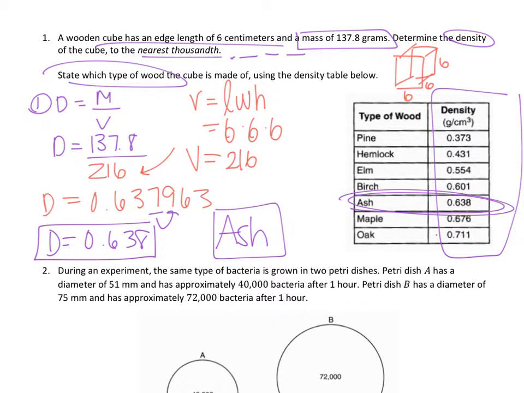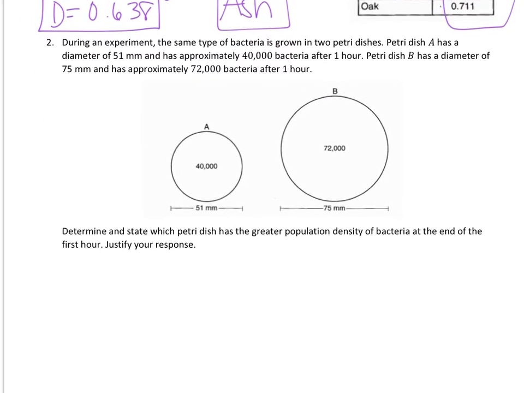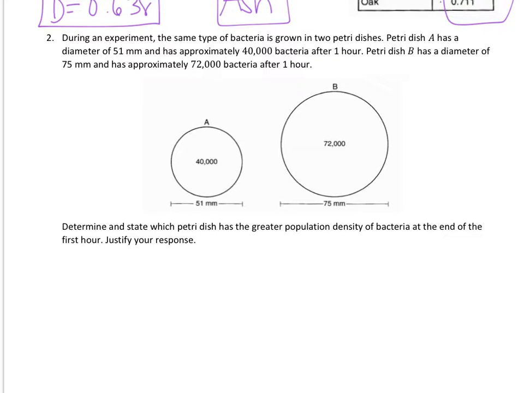Okay, so we're moving on to question 2. Again, all of these questions have come from a Common Core exam once before, so it is fair game for them to ask something similar or related to all of these types of questions in the future. It says, during an experiment, the same type of bacteria is grown in 2 petri dishes. Petri dish A has a diameter of 51 millimeters and approximately 40,000 bacteria after 1 hour.